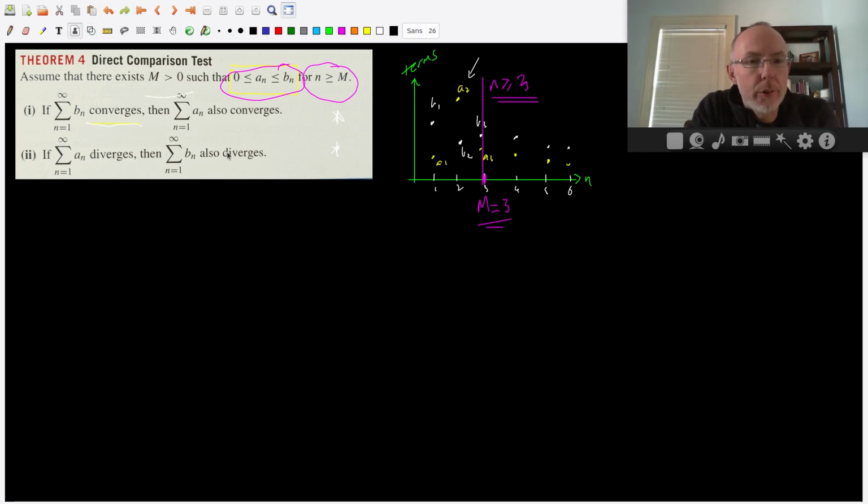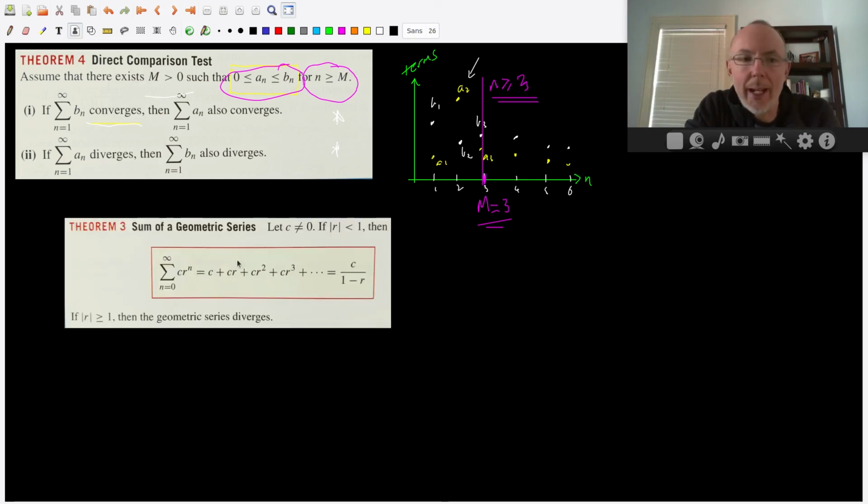So why is this interesting? It tells us whether one series converges or diverges based on whether other series converge or diverge, and we have ways to check other series. In the previous section, we had the geometric series test. So if we've got a geometric series, we can easily determine whether it converges or not based on the value of r.